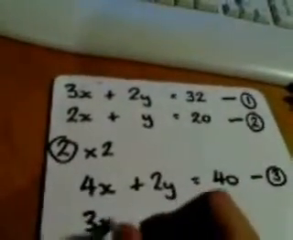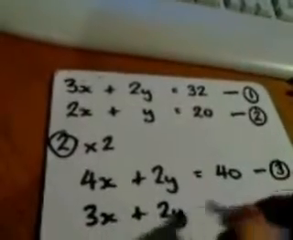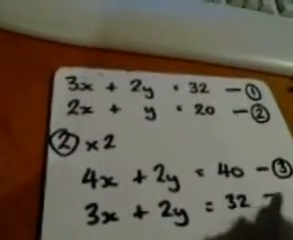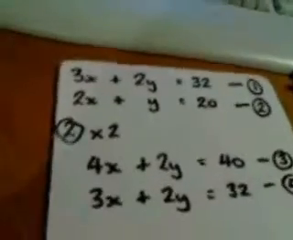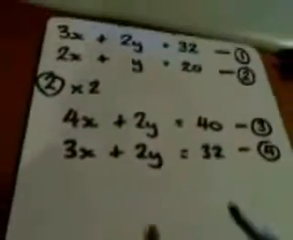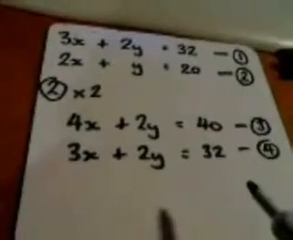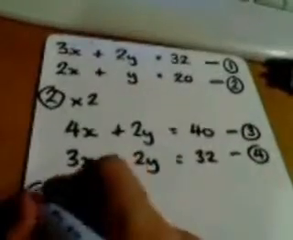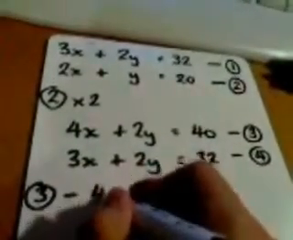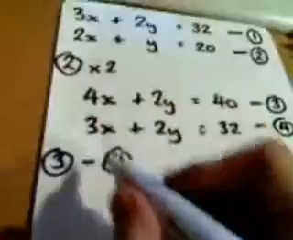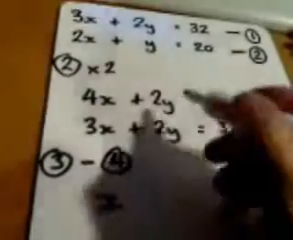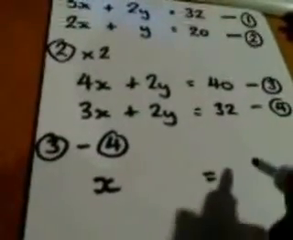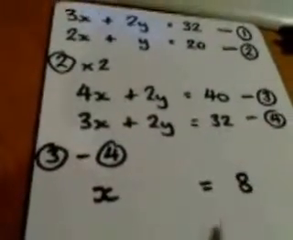I'm now going to rewrite equation 1 just as it was at the top underneath it. And on this occasion, I'm just going to label that as equation 4 so we can see what's going on. Now we have two equations where we're probably quite happy to eliminate one of the variables. Here we've got the same number of y's in each one. So if we take equation 3 and subtract equation 4, then we get this. 4x take 3x gives us x. 2y take away the 2y gives us 0. 40 take away 32 gives us 8.